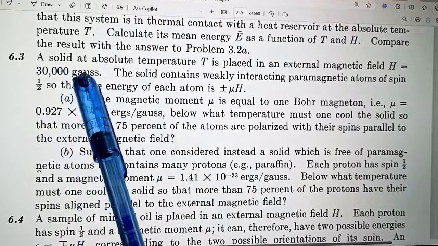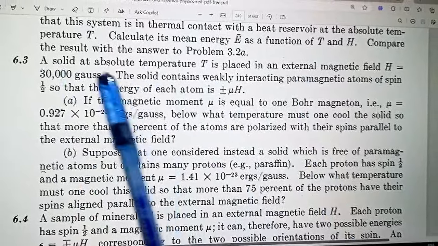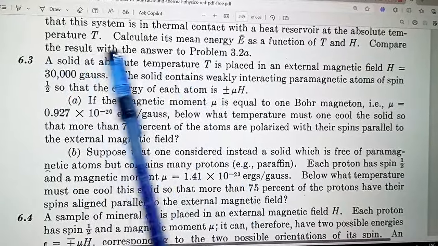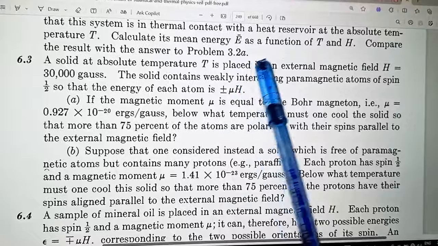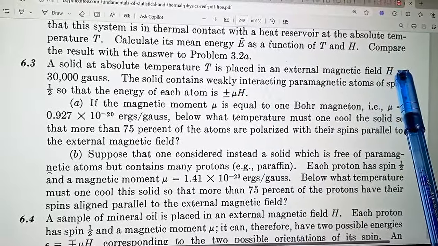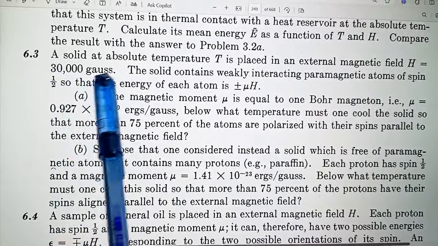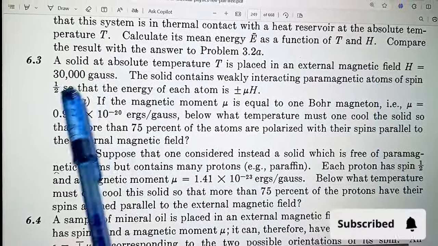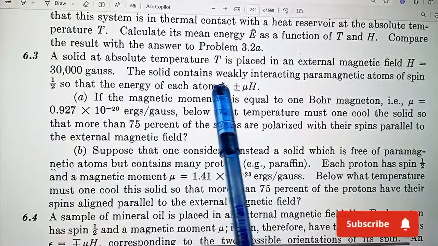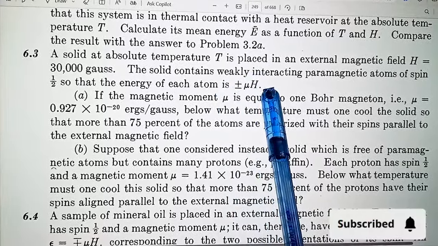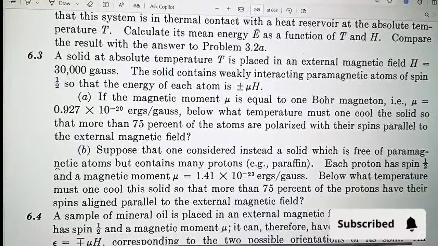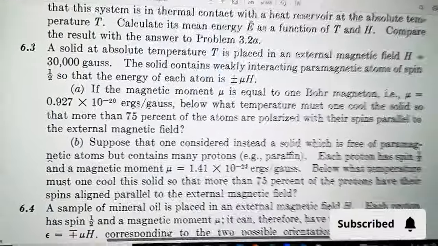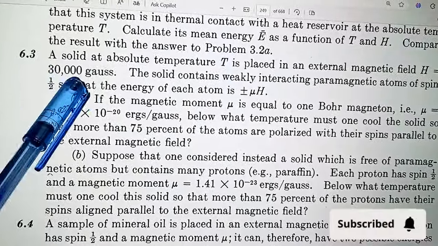In the first paragraph, they have told us what kind of system we have. So let's see what it is. A solid at absolute temperature T is placed in an external magnetic field of H equals 30,000 gauss. The solid contains weakly interacting paramagnetic atoms of spin half so that the energy of each atom is plus minus mu h. Okay, so what kind of system we have is a solid which is at temperature T and it is placed in a magnetic field of 30,000 gauss.